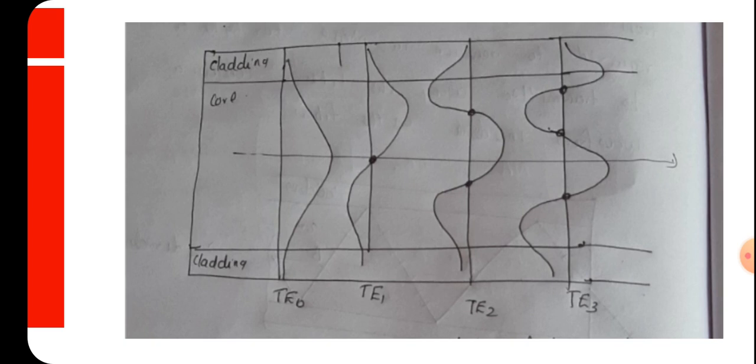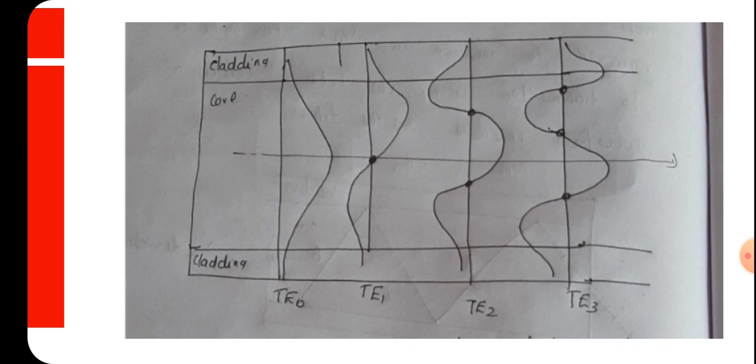And the next figure is the TE3 mode. In this case there are 4 field maxima inside the core, and it is crossing 3 points of the reference line. So its order is 3, so it is represented as the TE3 mode.